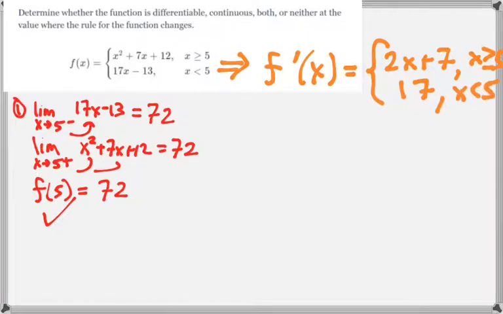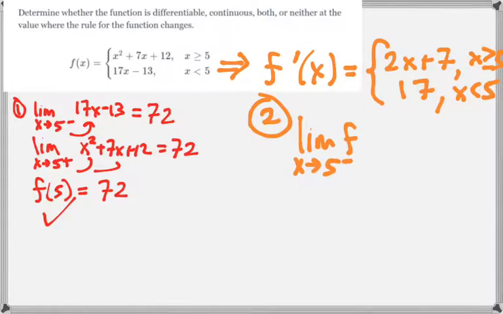So I need to now test to see, is this function f prime of x continuous? I'm going to approach 5 from the left into f prime of x, which means this orange piece. From the left, x is less than 5, so I'm going to be plugging into the function 17. Well, there's nowhere to plug it in, really. I'm going to get 17 always, because this is a constant function. So from the left, my limit value is 17.